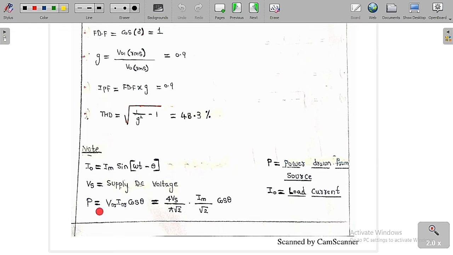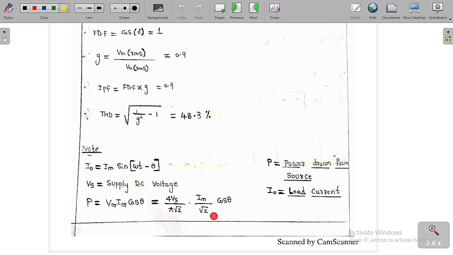Therefore the RMS value of the fundamental component of the output voltage times the RMS value of this current times cos theta, where theta is the angle between the fundamental component of the output voltage and this current. The RMS value of the fundamental component of the output voltage is equal to 4 Vs by pi root 2, times Im by root 2, times cos theta. So this is the amount of the average power consumed by the load.